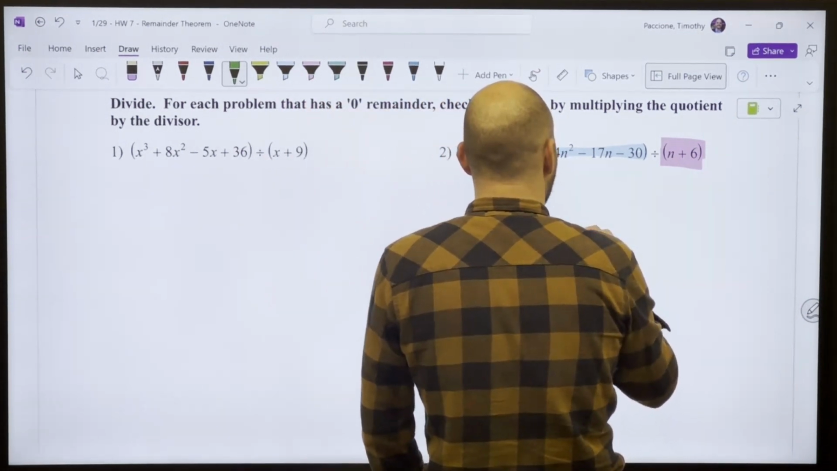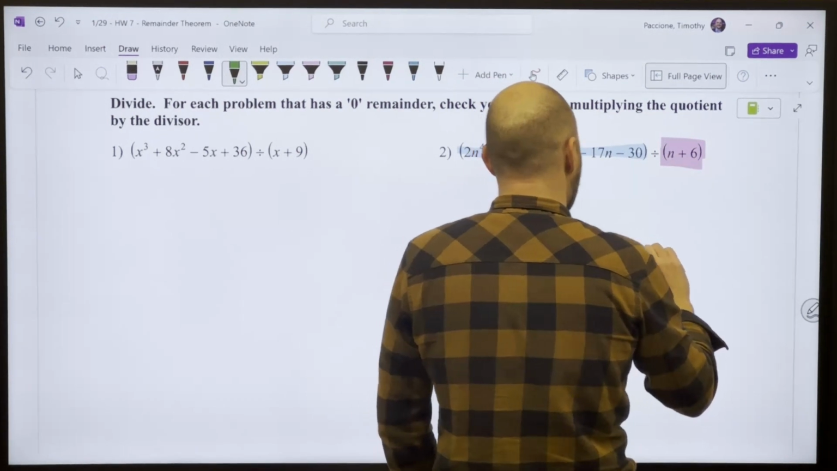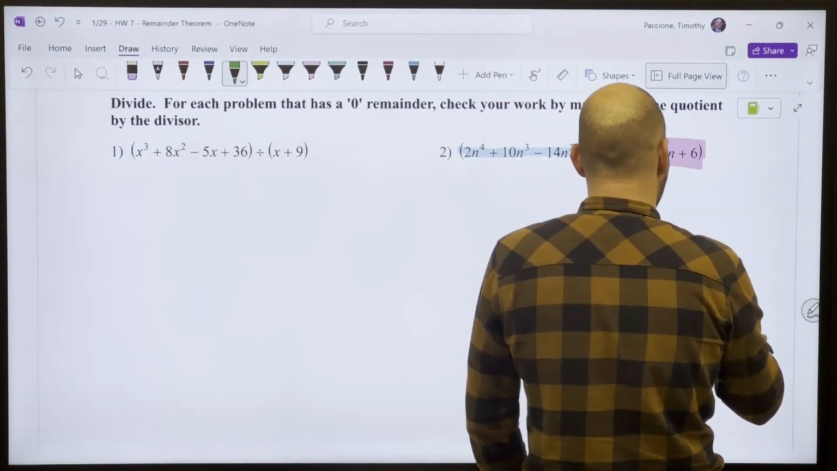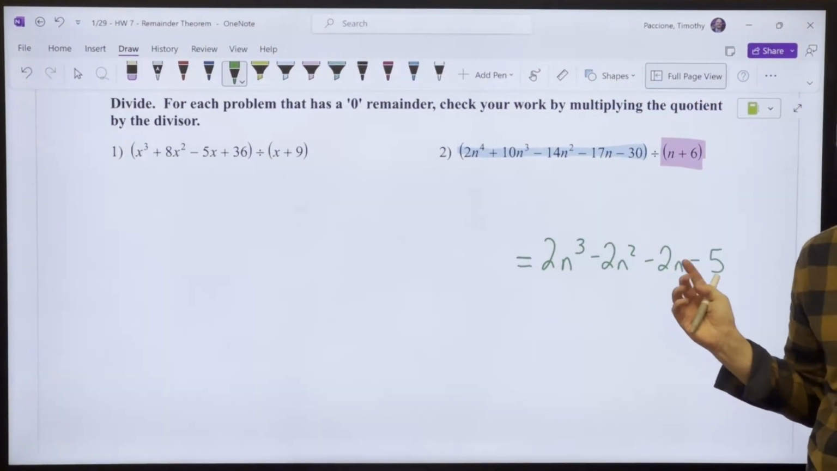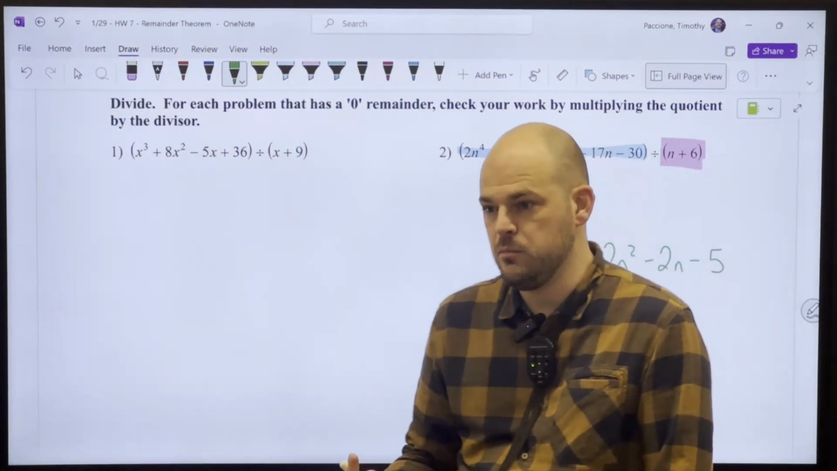2n cubed minus 2n squared minus 2n minus 5. So minus 2n squared minus 2n minus 5? Does that look right? Yep. Okay. Now I'm going to ask you a question based on this conversation we just had.